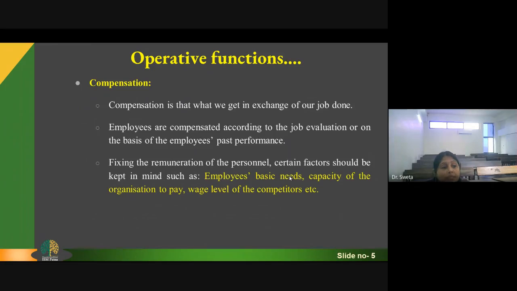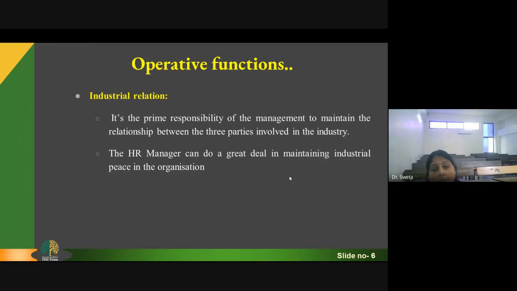Along with that, the capacity of the industry to pay. If the organization is not in the capacity to pay their employees, we cannot offer something more than that. So we need to consider the organization's pay structure, and the most important, that is the wage level of the competitors. What our competitors are paying to their employees also needs to be considered, and accordingly the wage policy of the organization needs to be decided.